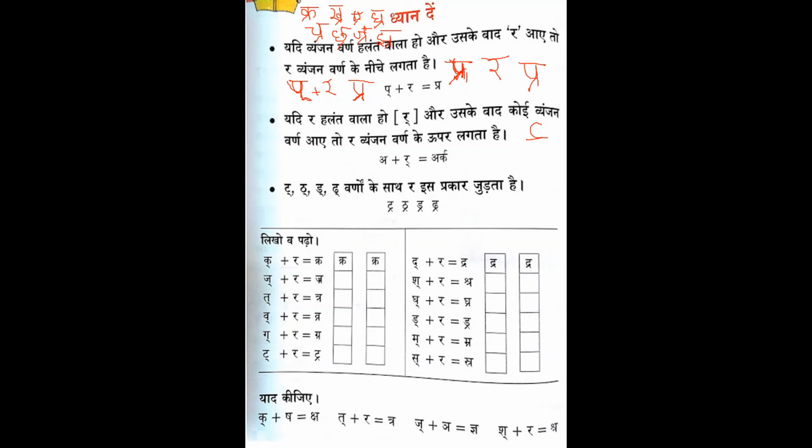Now, here the ra sound is coming first, and then only your consonant sound. If ra is halant and a consonant letter follows, the ra is placed above the consonant letter. So rk. If you see this one, rk, first you pronounce the ra sound, then only the ka sound. You can do this activity also: rka, rga, rcha. Like that you can practice this one also.